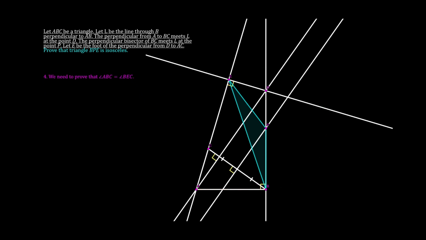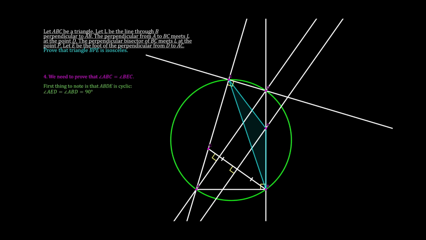The first thing to note is that ABDE must be cyclic, since AED plus ABD, so opposite angles, add up to 180 degrees, since they're both 90 degrees. Next, we can just start angle chasing. So if we pick an angle kind of arbitrarily, I'll pick ABC because it's the first one in the alphabet, then we can chase it and see if we can somehow prove that ABC equals BEC.